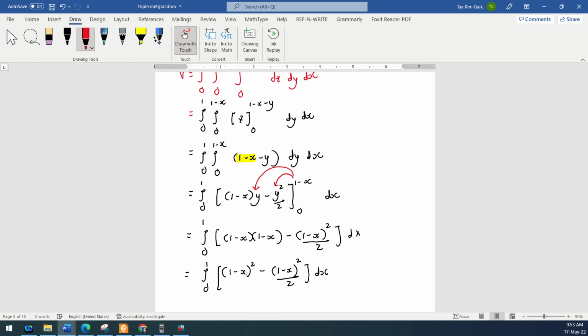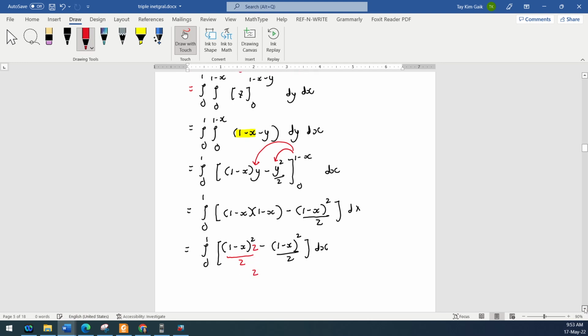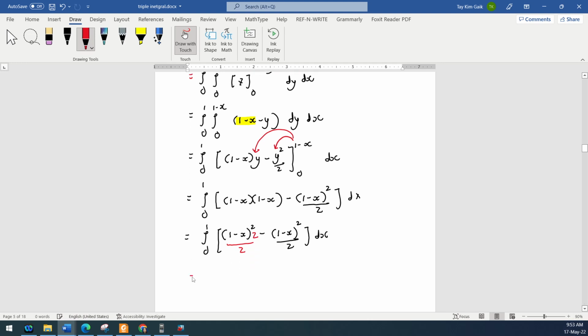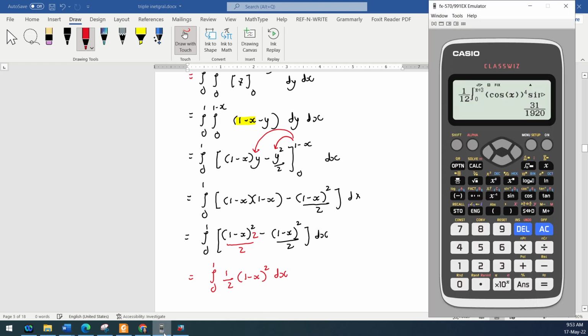So if you want the same thing, you divide by 2, then you times 2. Or actually 1 minus half. So that's why you get the integral from 0 to 1 of half of (1 minus x) power 2 dx. 2 minus 1 over 2. Okay, now use your calculator.